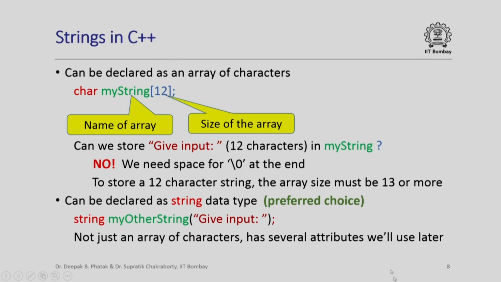A string can also be declared as a string data type, and in fact in C++ programming that is the preferred choice. For example, I could say this variable is of data type string and it is initialized to this value "give input colon space", that is the value of the string. Now, the string data type is certainly an array of characters, but it is a bit beyond that. It also has several attributes and we will see later that it is very useful to use these attributes of objects of data type string when we do C++ programming.